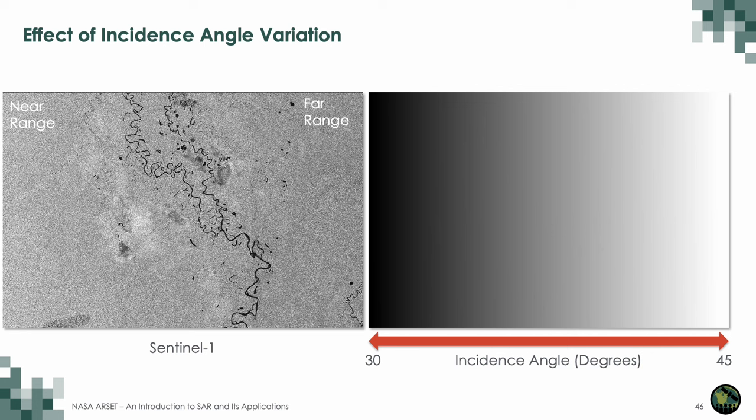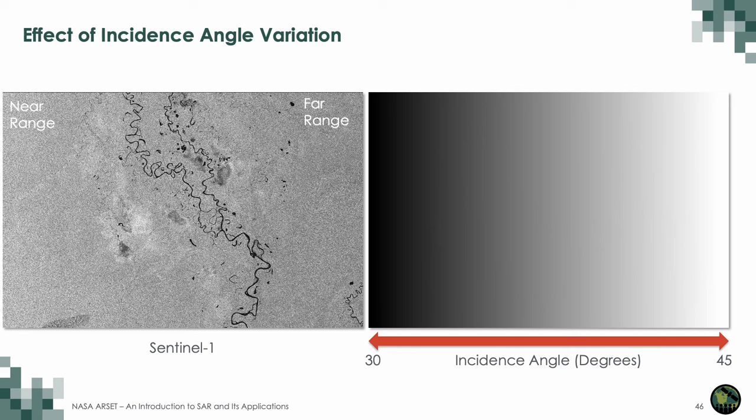This is an example of the effect of incidence angle variation. On the left is a Sentinel-1 VV image, and on the right is the incidence angle variation for the same image. The radar is right-looking, and note that as we move across the swath from near to far range, the image becomes increasingly darker in tone, around a 3 to 5 dB difference in backscatter. If you measure, for example, the same forest at different incidence angles, then the measured backscatter will be different even if there has been no physical change in the forest.